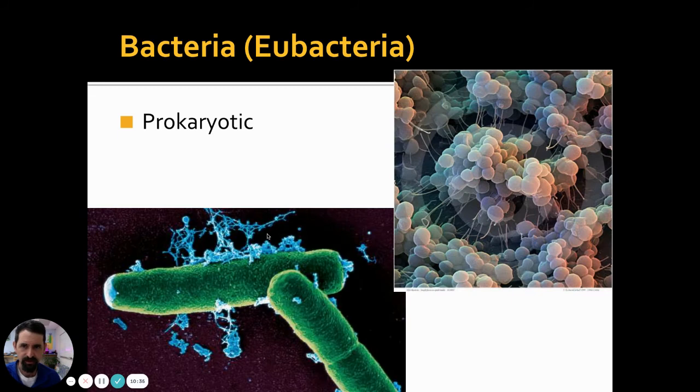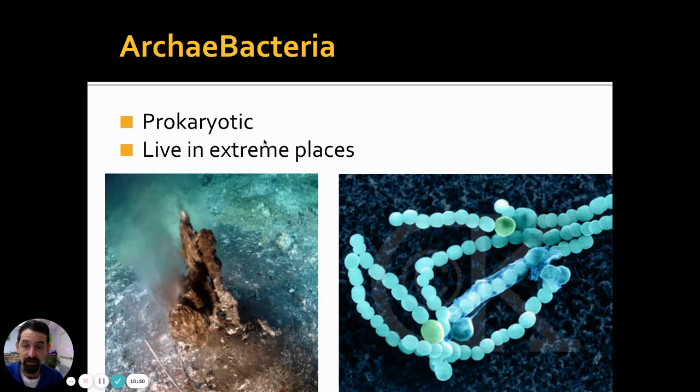Okay, finally, bacteria. We've discussed bacteria. We can see some bacilli and some cocci bacteria here. We know that bacteria, or eubacteria, are prokaryotic, and they have peptidoglycan in their cell walls. They have a different material in their cell wall than the archaebacteria, which are also prokaryotic. However, they live in extreme places or have the ability to.